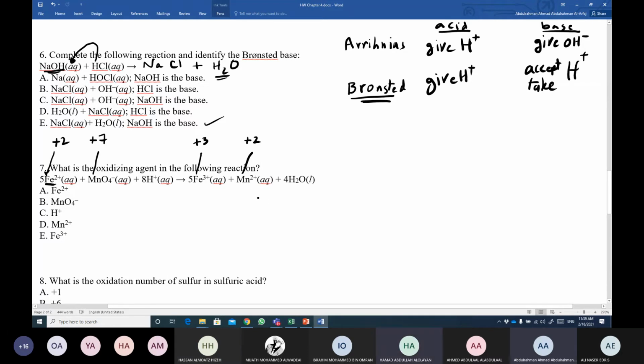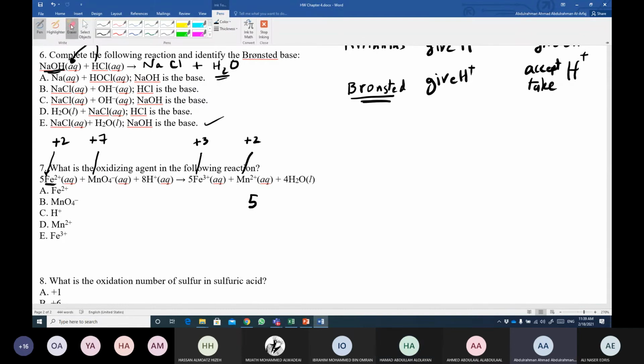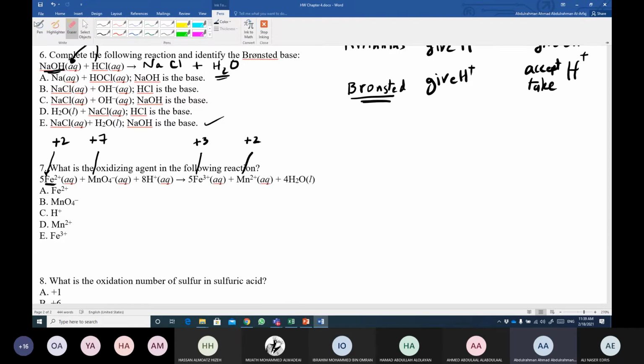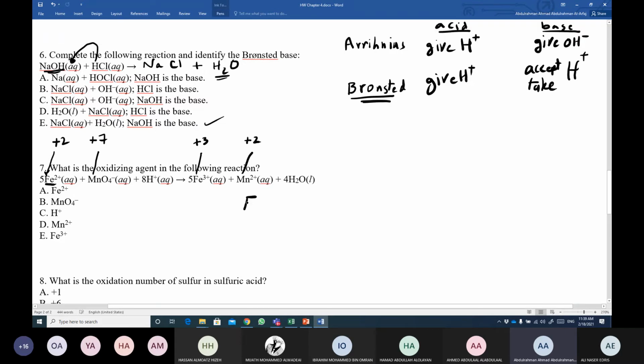Can you write a half reaction for iron only? This time I'm not balancing, I'm just talking. So it is Fe2+ goes to what? Fe3+ plus e. That's the half reaction. Good. Is this complete? No. Plus electron. Where should I put the electron? In the product. Right.